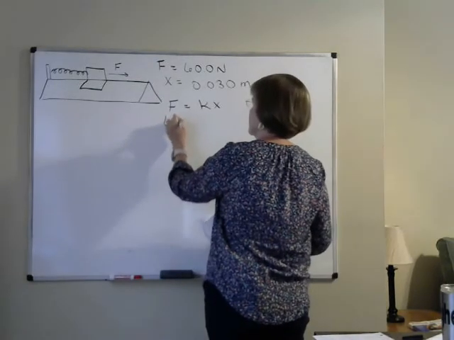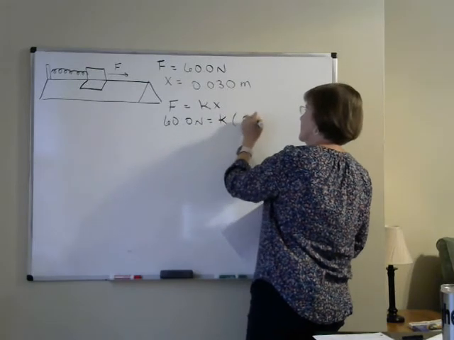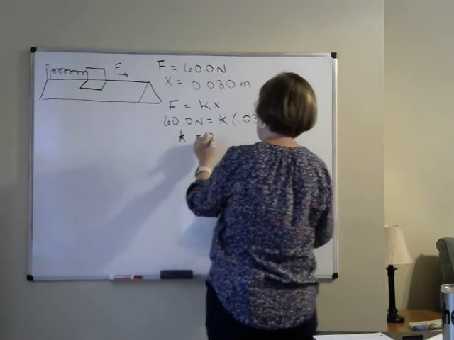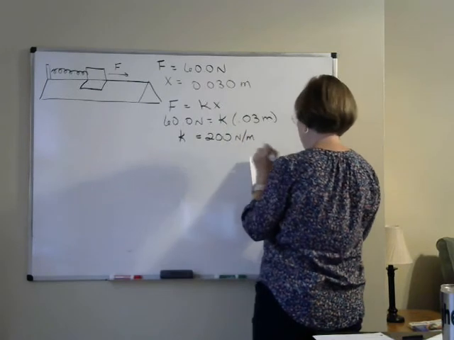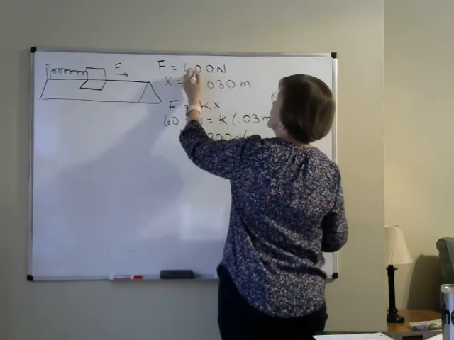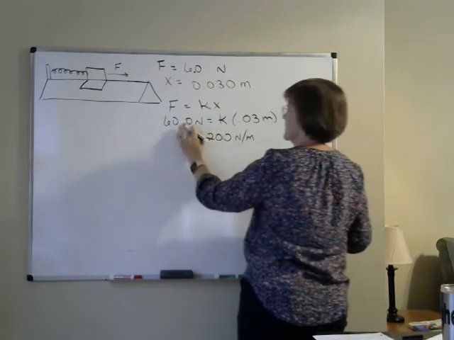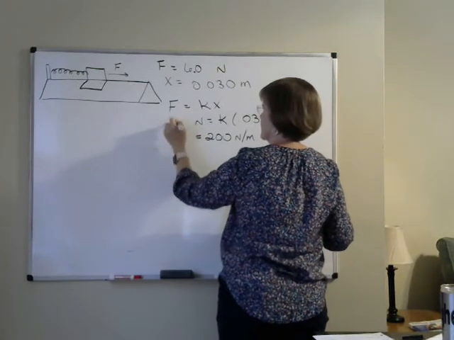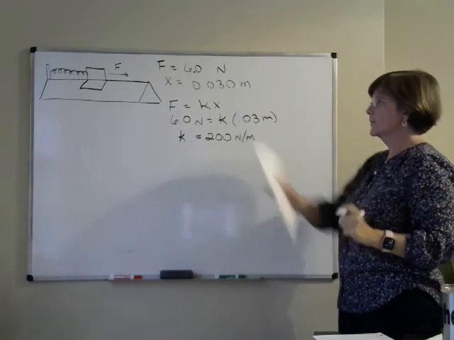So 60 newtons over 0.03 meters, and I get 200 newtons per meter. That's not right because I left out a decimal. I misread my decimal. 6 newtons. No wonder. I thought we only had 6 newtons, not 60 newtons. 6 newtons. All right, gonna have to start drawing those decimal points darker.